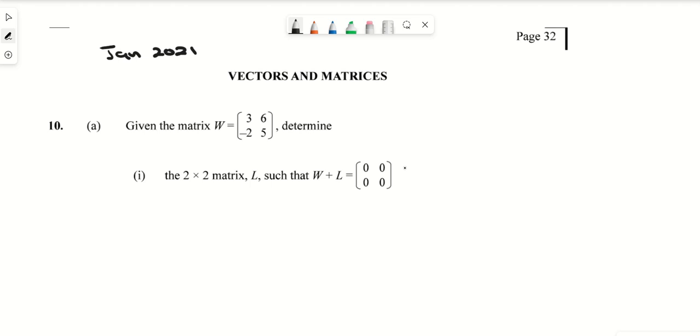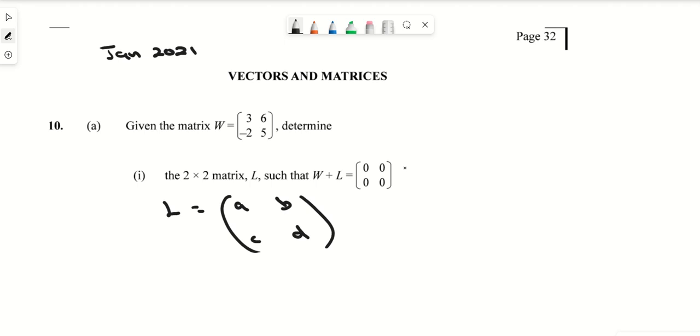January 2021, number 10. Given that matrix W is 2, 6, minus 2, 5, determine the 2 by 2 matrix L such that W plus L is 0, 0, 0, 0. So first off, you can say let L be X, Y, Z, M. I just picked random letters. Or let's use A, B, C, D. That would make more sense. You can say let L be A, B, C, D.